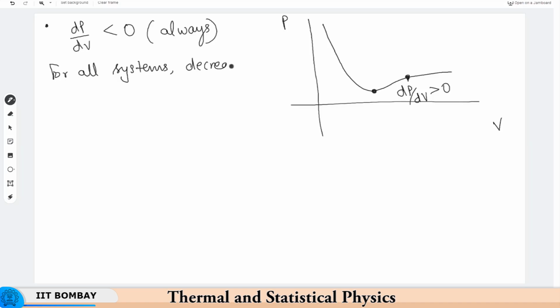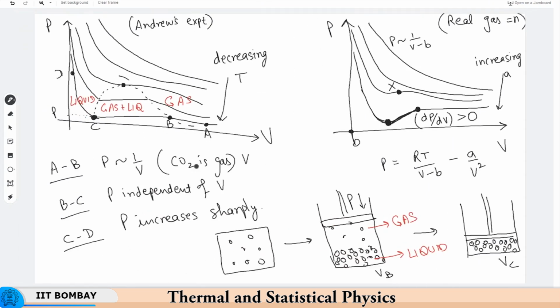V decreasing, P increases, or vice versa, right? Or P increasing, V decreases. Okay, so therefore the sign of this quantity has to be negative. But in this theory, we see that the sign of this quantity is positive. So therefore that is exactly what does not happen in the real system.